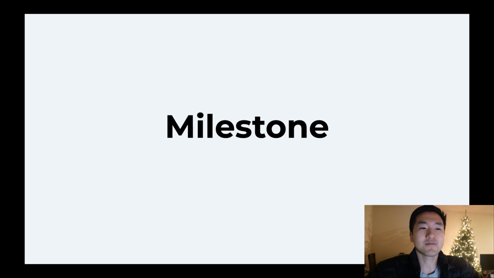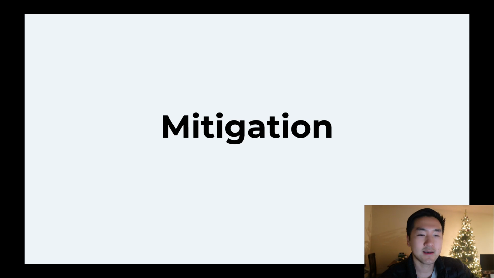Milestone. So a milestone is a way of tracking completion of a project. Mitigation. So this is preventing things from happening. Most of the time when we think of mitigation, we think of risk. Mitigating risk, not allowing risk to become an actual issue.